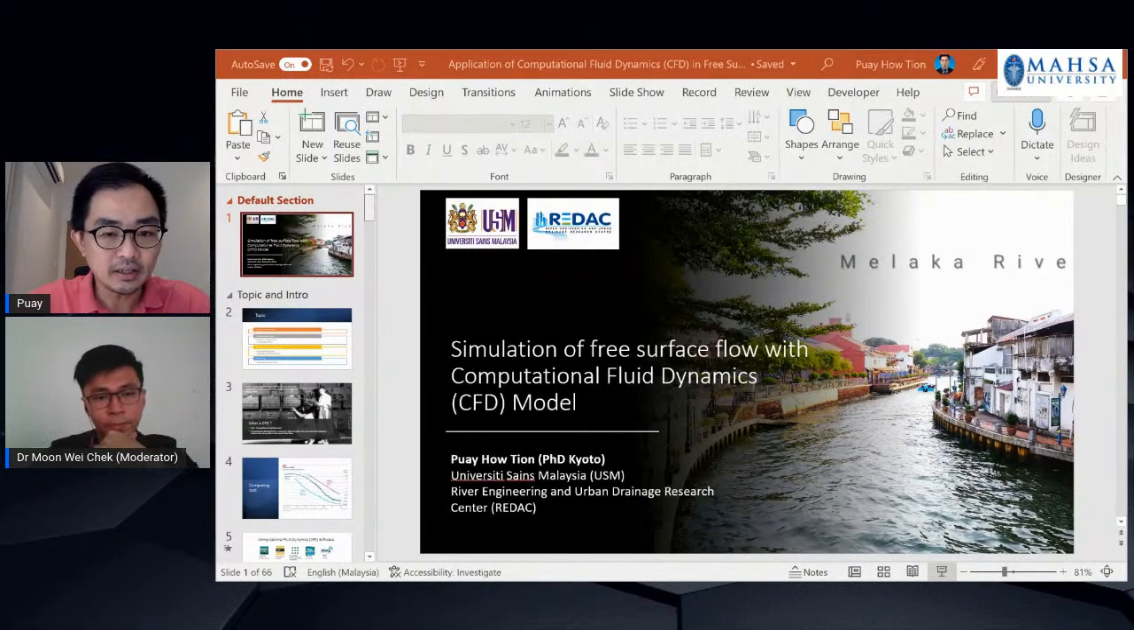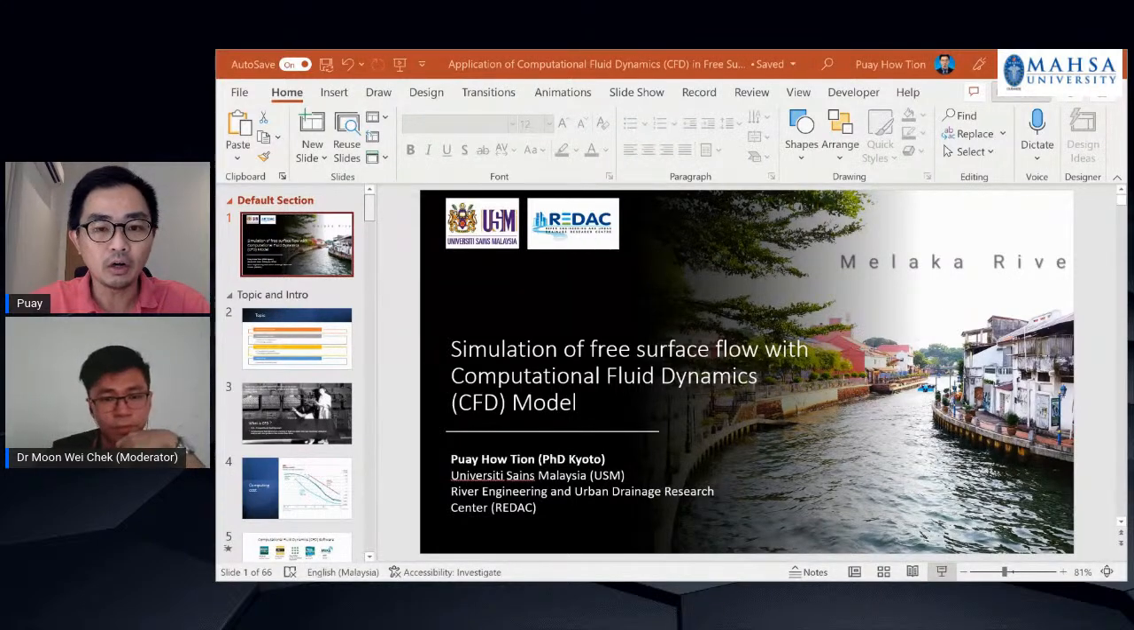So what is CFD? Dr. Moon has just given the definition of CFD. Computational fluid dynamics is a branch of fluid mechanics that uses numerical analysis to analyze and solve problems that involve fluid flows. Because it involves numerical analysis, a lot of iterative calculation has to be performed, and therefore a computer is an indispensable tool to carry out the calculations in CFD.